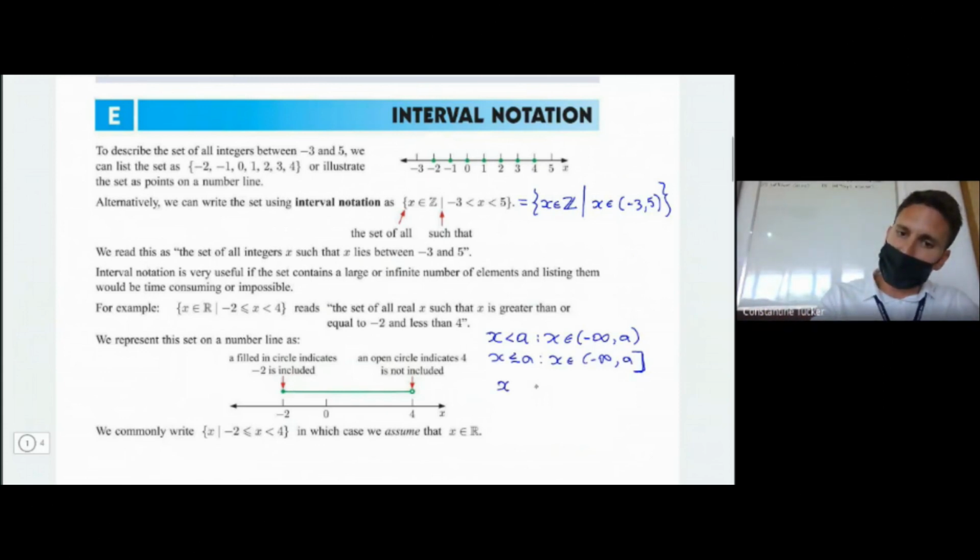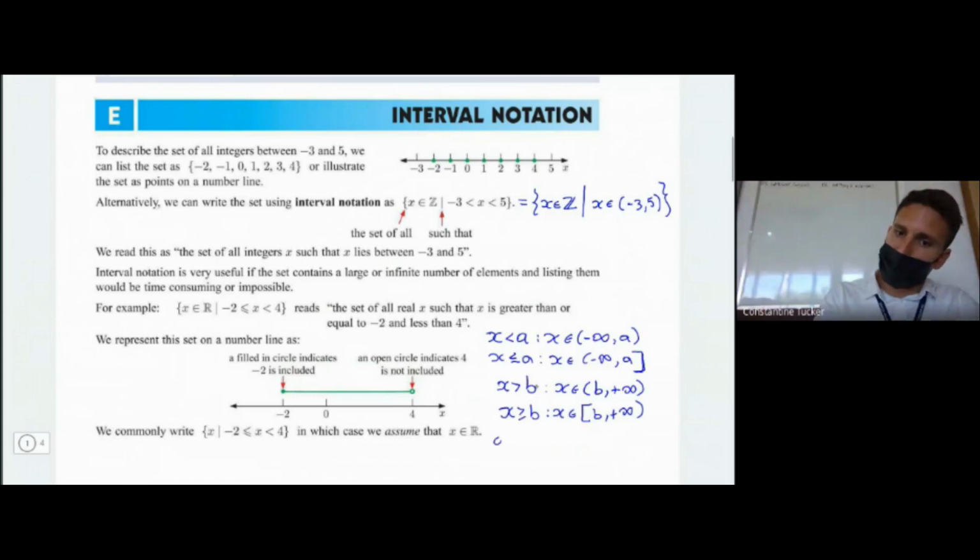If I have x is greater than b, then we will say that x belongs to the set of b going all the way up to plus infinity. So the b is just curved brackets because it's not included. And if I say x is greater than or equal to b, then another way of writing that down is x belongs to square bracket b all the way up to plus infinity.